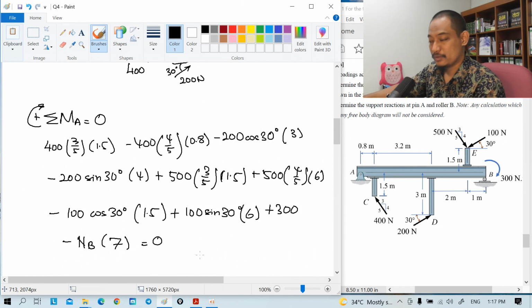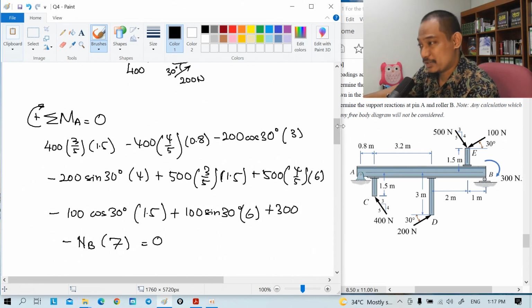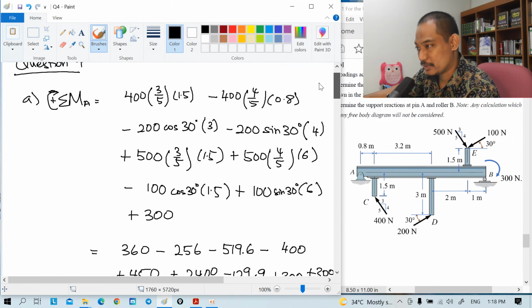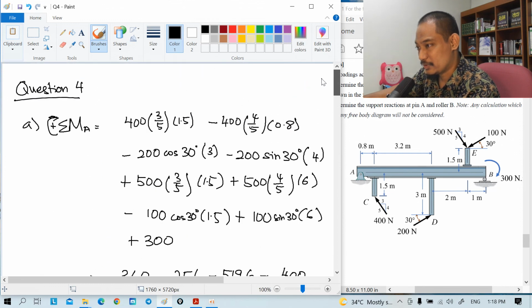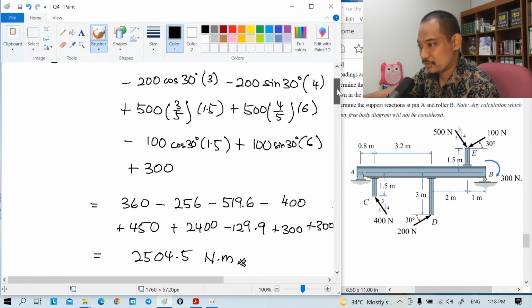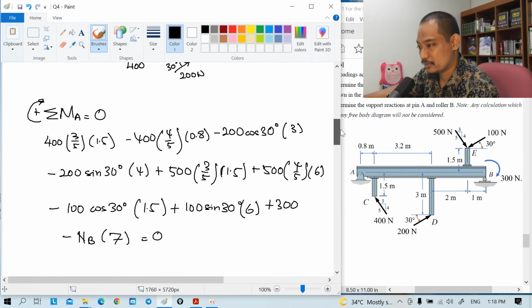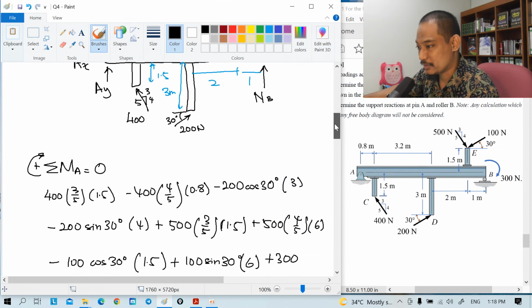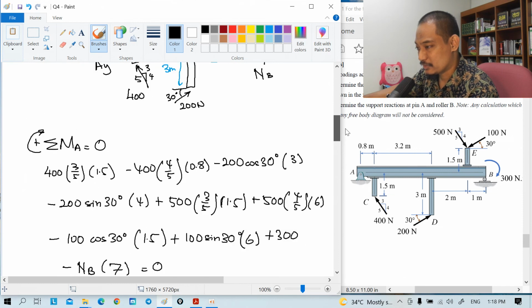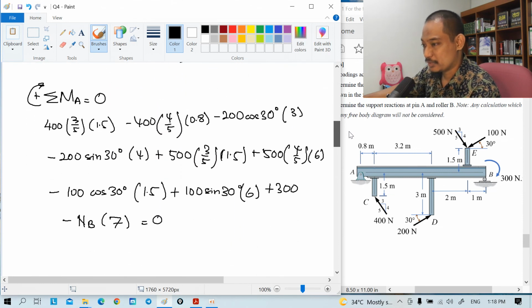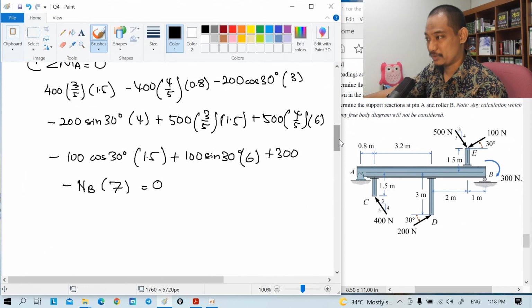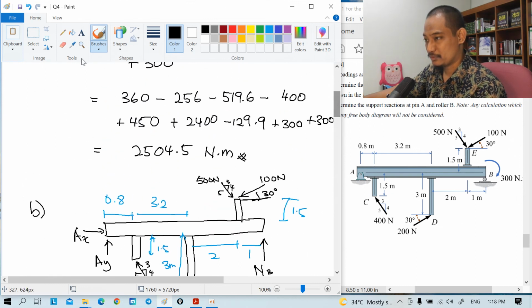Subhanallah. So okay, it should be the same, right? 400 times 3 over 5 times 1.5, minus 400 times 4 over 5 times 8, minus 200 cos 30 times 3 minus 200 sine 30 times 4, 500 times 3 over 5 times 1.3, 500 times 4 over 5 times 6, minus 100 cos 30 times 1.5, plus the sine. So meaning that if you add the whole thing together, it should be this one.